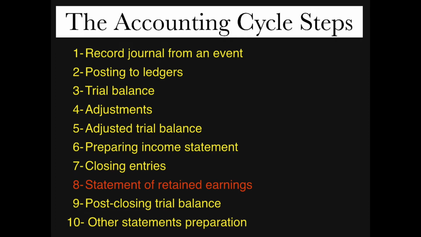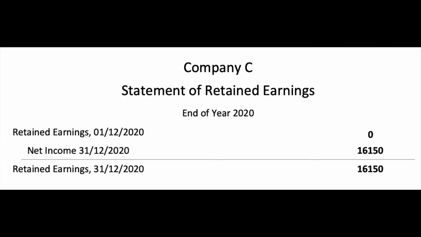8. Statement of retained earnings. The only input we have in the current year of statement of retained earnings is net income of $16,150. The net income is transferred to retained earnings. Ending retained earnings equals $16,150.